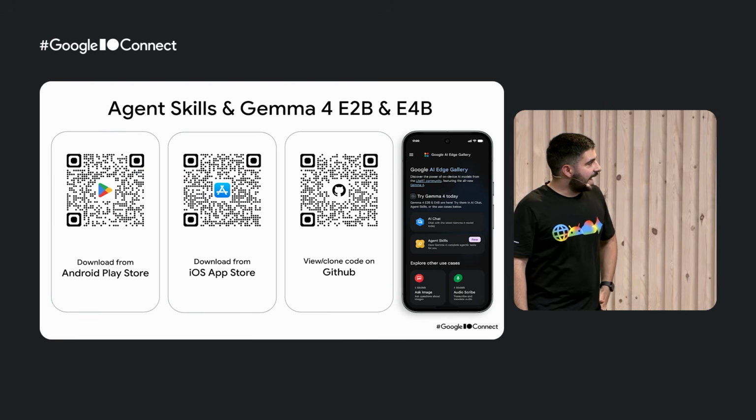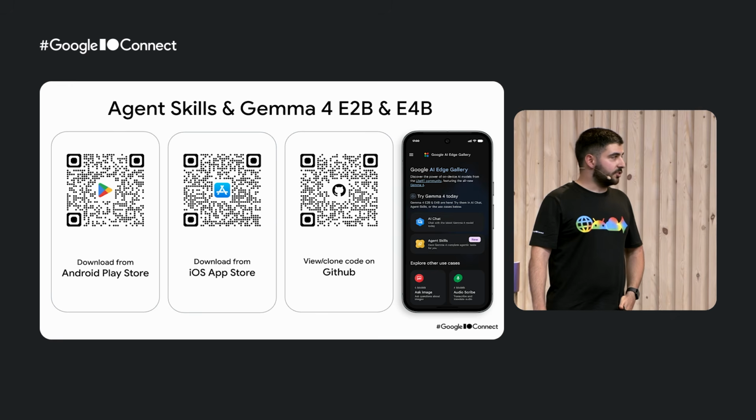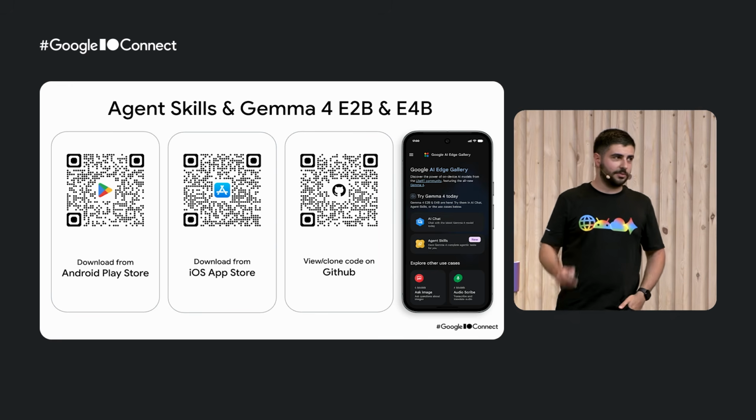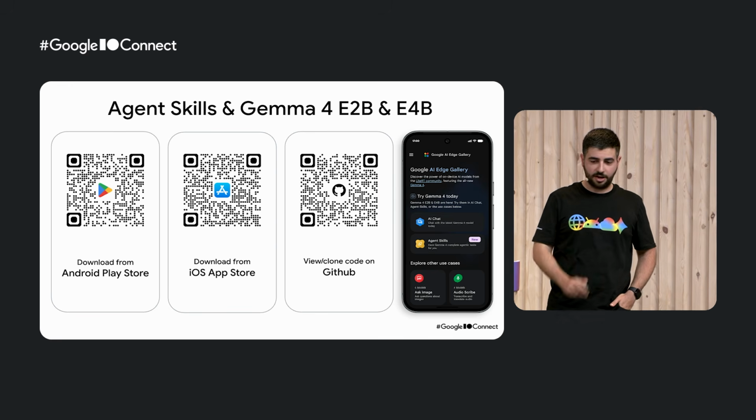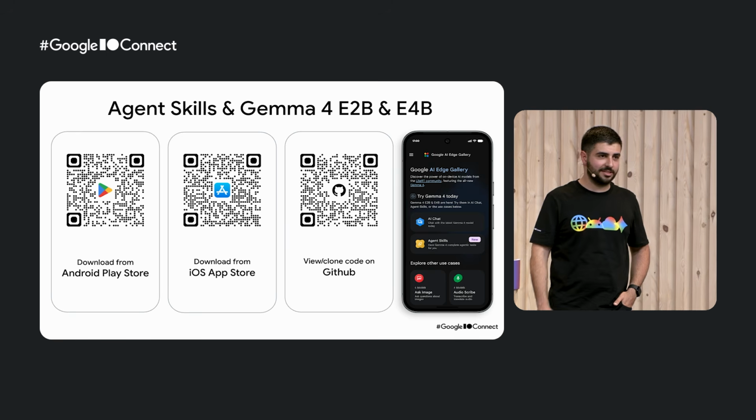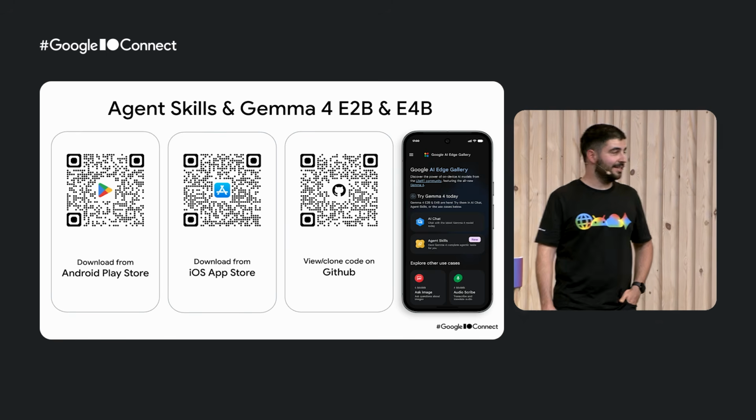OK, so that's the skill that we are going to build together. For that, we are going to use the AI Edge Gallery app. So if you haven't downloaded the app yet, this would be a good time to do it. In the app, we are going to use the Gemma 2B model. So please install the app and make sure you download the model. It's going to take a minute to download that.